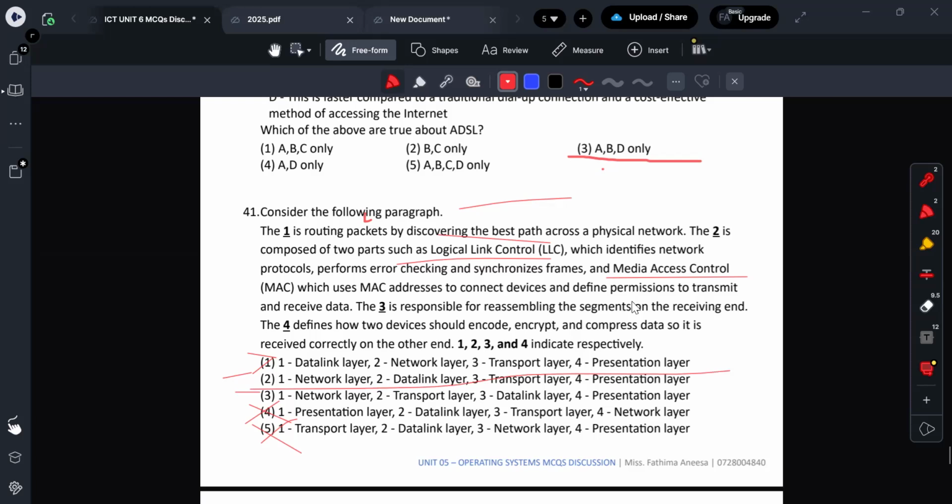And the dash is responsible for reassembling. So which one reassembles the segments? That is the transport layer. It is responsible for segmenting data and reassembling those segments at the receiving end. And then the dash defines how devices encode, encrypt, and compress. That is easy. That is the presentation layer. So this layer defines how devices encode, encrypt, and compress data. So the answer is option number 2.